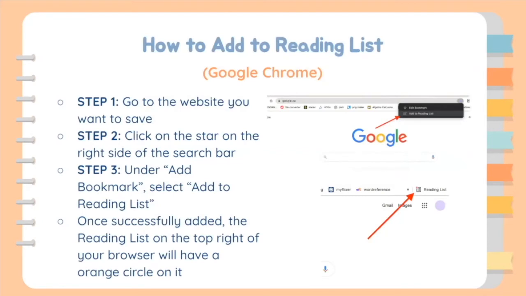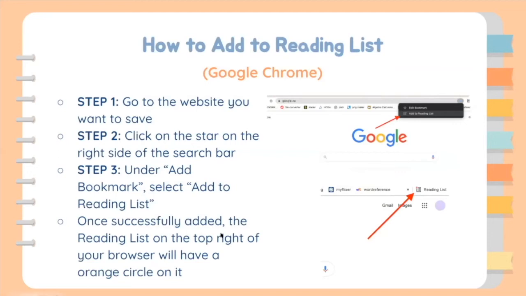So how to add to reading list on Google Chrome. You go to the website you want to save. In this case, it is Google. And you click on the star on the right side of the search bar, the one at the very top right. Now this little pop-up should open, and instead of edit bookmark, the second option should be add to reading list.